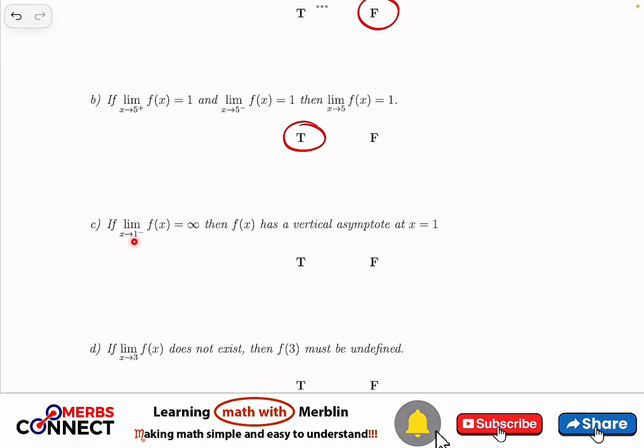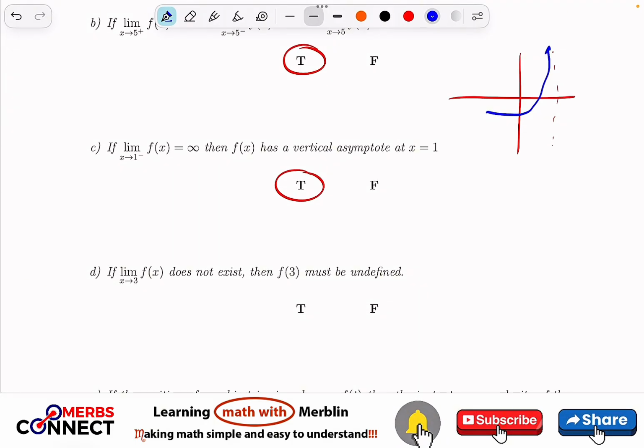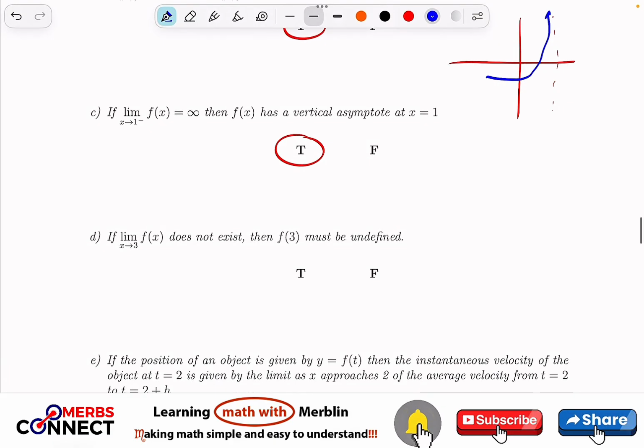If the limit as x is approaching 1 from the negative is infinity, then f of x has a vertical asymptote. Yes, this is true, right? Since this is giving us infinity, it means that if I have 1 here, then when I'm approaching this from the negative side, I'm going to this. So it's going to be an asymptote. You cannot cross. So this is true, even though we don't know whether it's going to be going positive infinity or negative infinity. We are still going to have x equal to 1 here be a vertical asymptote.